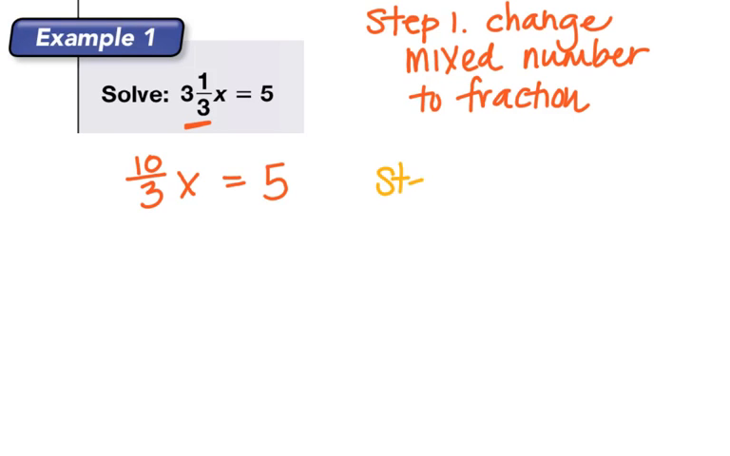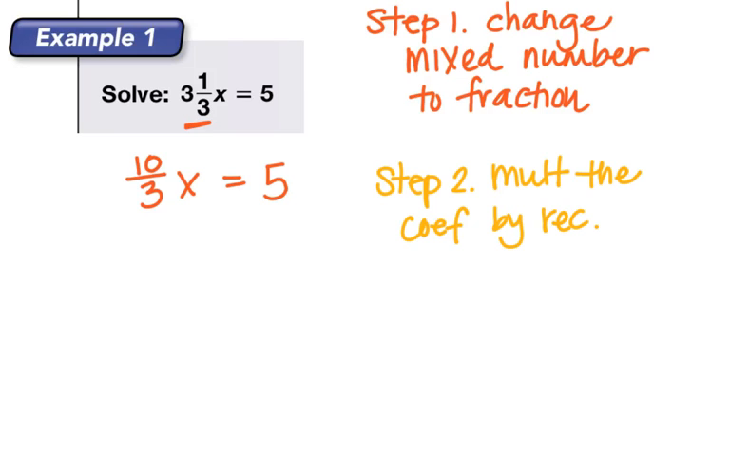Step 2 would then be to multiply the coefficient by the reciprocal. So I'm going to multiply by 3/10 on both sides. Now step 3 is to solve it.